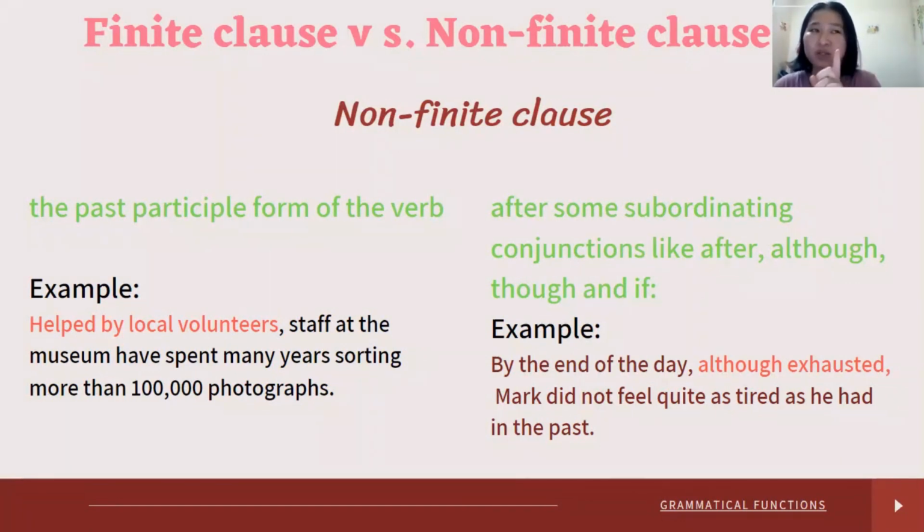And the last thing I want to note is that non-finite clauses can appear after some subordinating conjunctions like after, although, so, and if. Example: "By the end of the day, although exhausted, Mark did not seem quite as tired as he had in the past."